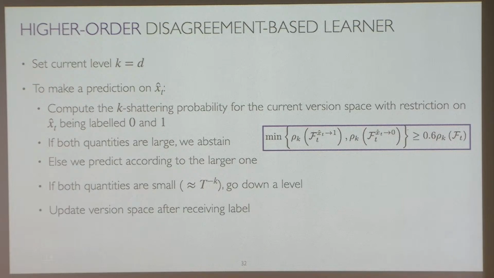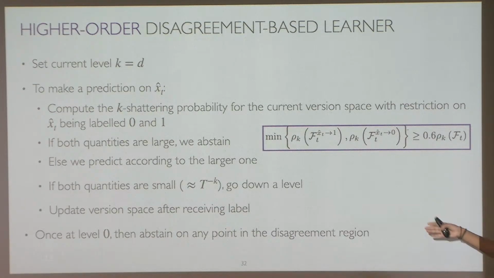After you get the label, you update your version space to whatever the new version space is. Once you're at level 0, you can abstain on any point in the disagreement region and predict correctly everywhere else. In some cases, you might never reach level 0. For example, in the interval example, if your ID distribution was all negatives, there is no positive point, so everything is in the disagreement region at level 0. But at level 2 it is not, so you'll just stay stuck at that level.